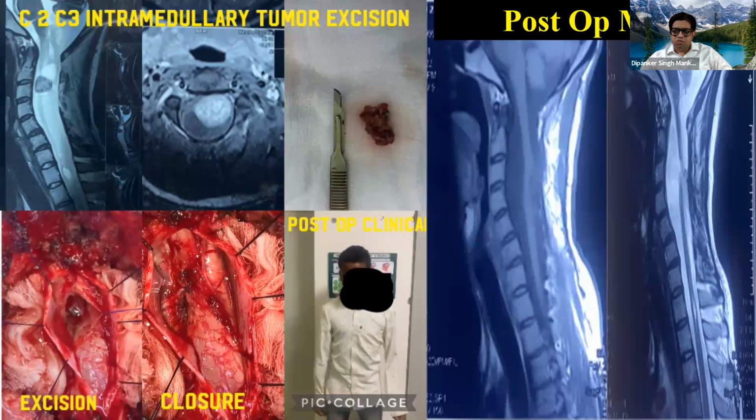This patient was almost bedridden, but at 6 months of follow-up, he has regained power in the lower limbs as well as improvement in the upper limbs. The biopsy was ependymoma and the MRI demonstrated a complete excision of this tumor.